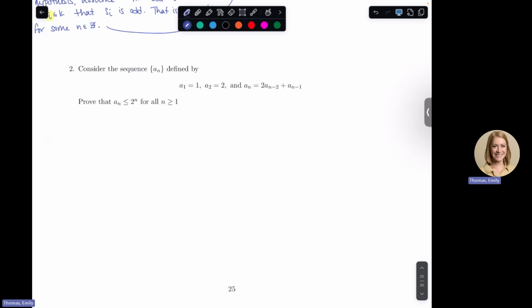Number 2. We have this sequence A sub n defined by A sub 1 is 1, A sub 2 is 2, A sub n is 2 times A sub n minus 2 plus A sub n minus 1. This is what we know. What we are going to show is that A sub n is less than 2 to the n for all n bigger than or equal to 1.